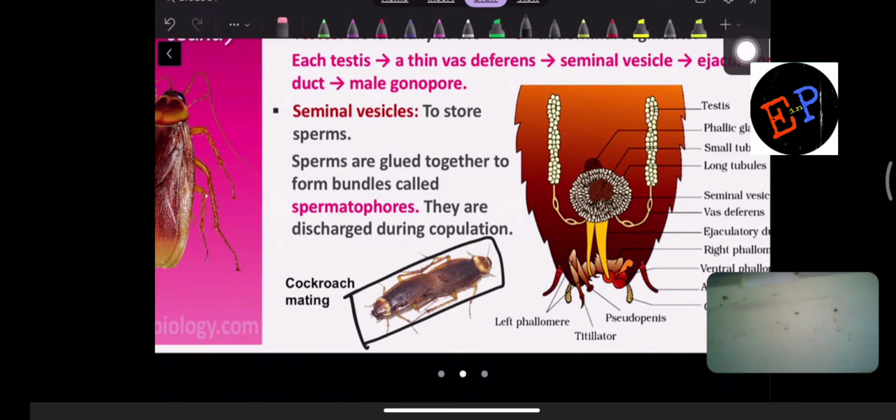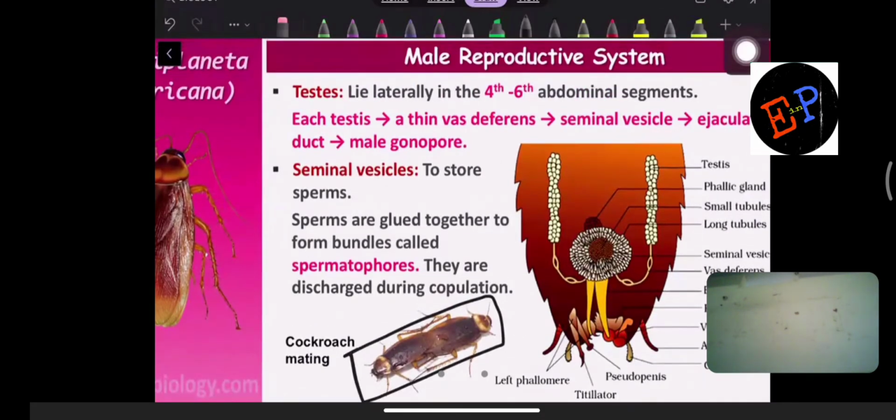Tails and tails they are joined together, no? So similarly, cockroaches they meet like this. Clear, no? So they mate or they couple like this.